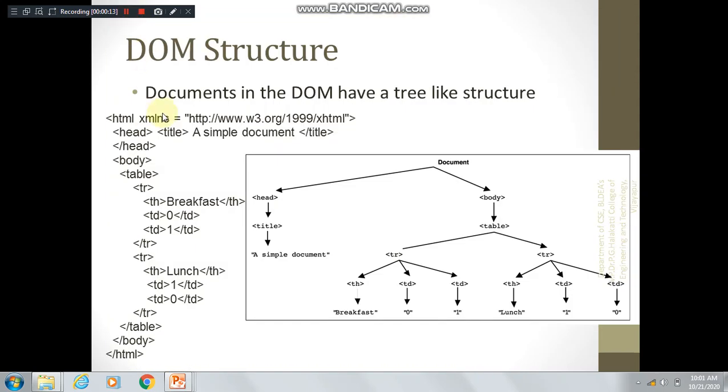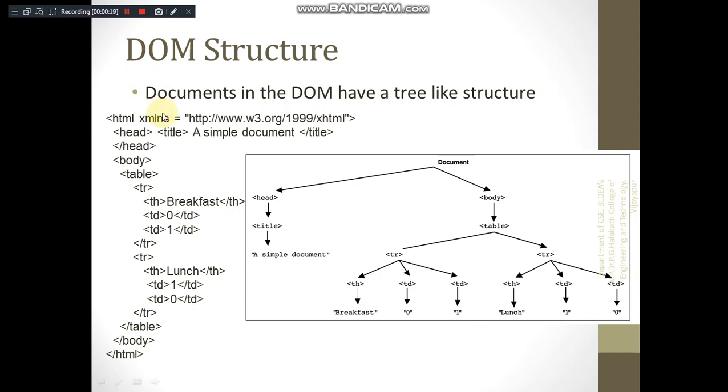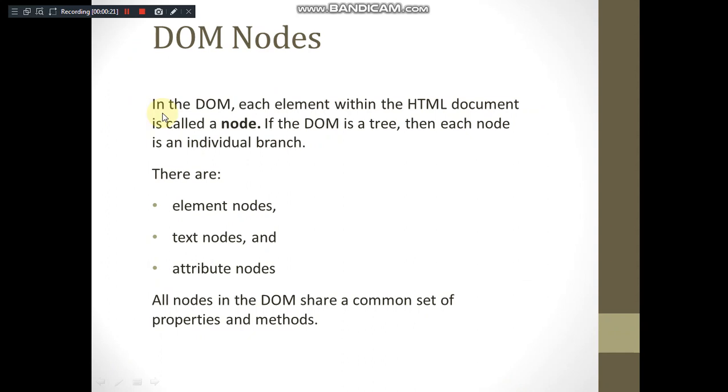In the last class we were looking into how to create a DOM tree structure with this particular example. Let us move ahead about DOM nodes. In the DOM, each element within an HTML document is called one node, right? So DOM is a tree, and each node is an individual branch.